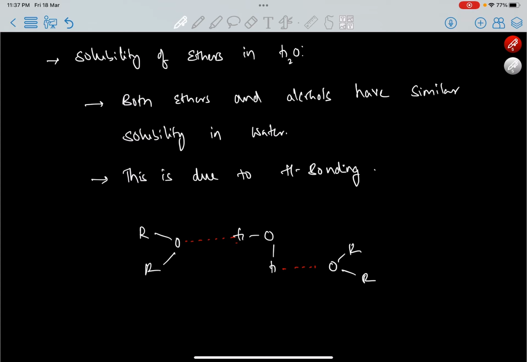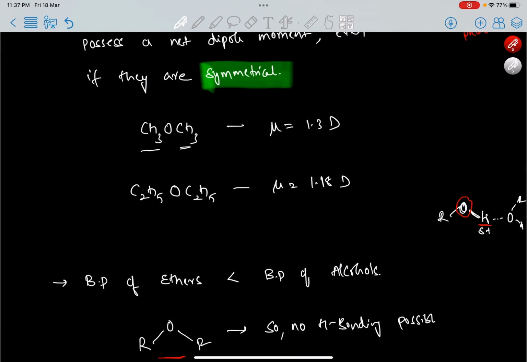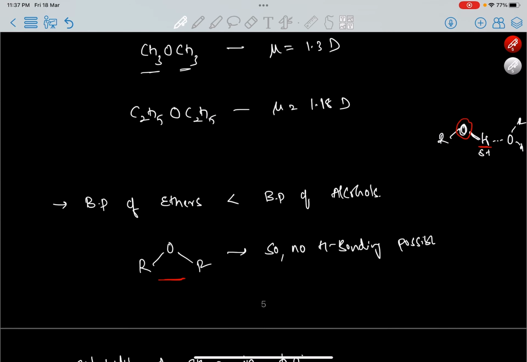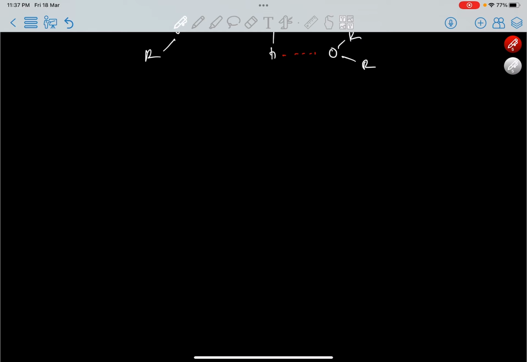Alright. So these are the important physical properties of ethers. With this we conclude the physical properties of ether section. Now let us talk about the chemical properties of ethers.